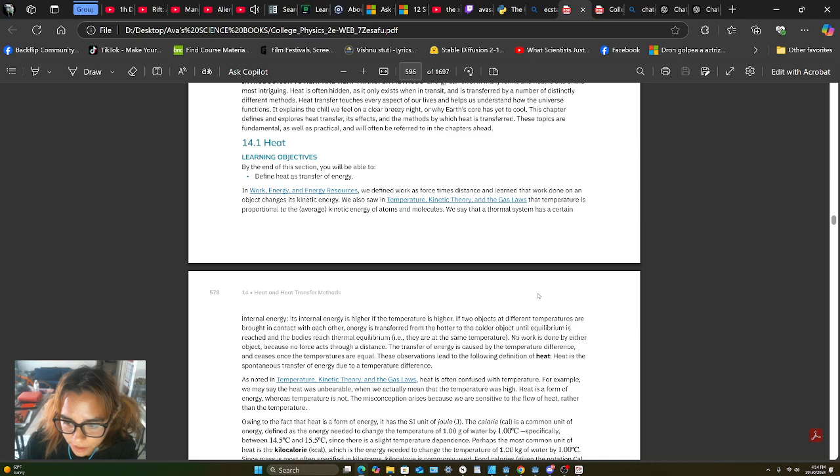If two objects at different temperatures are brought in contact with each other.